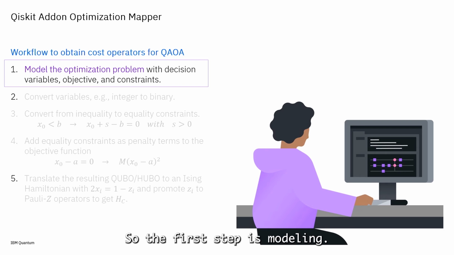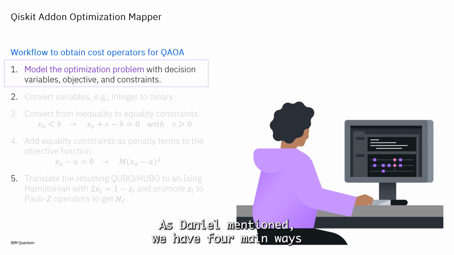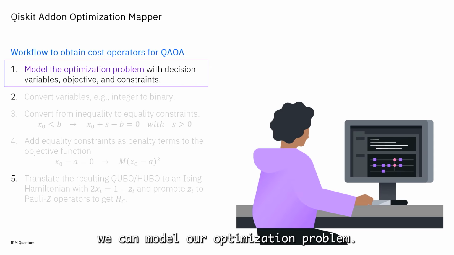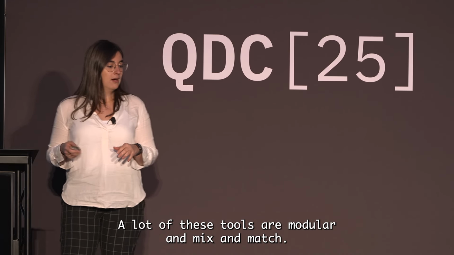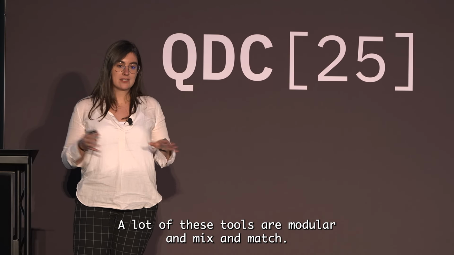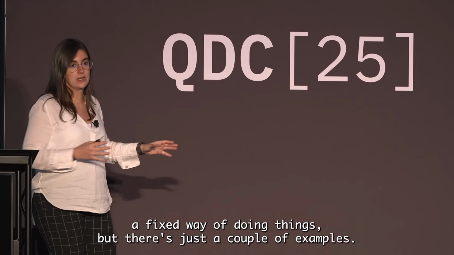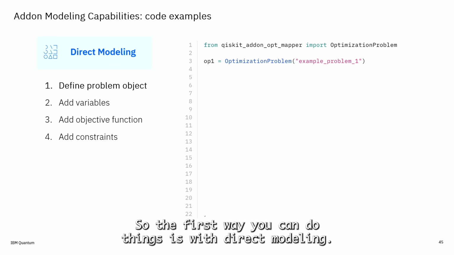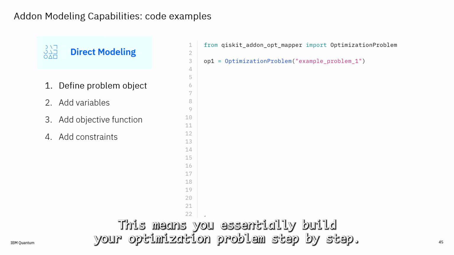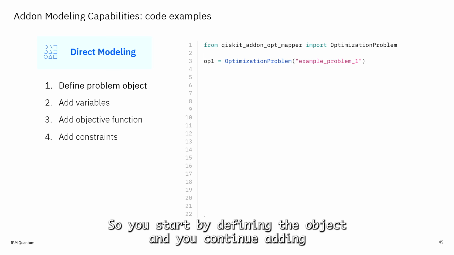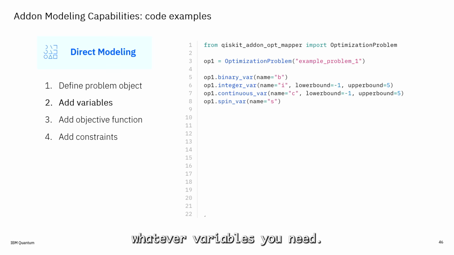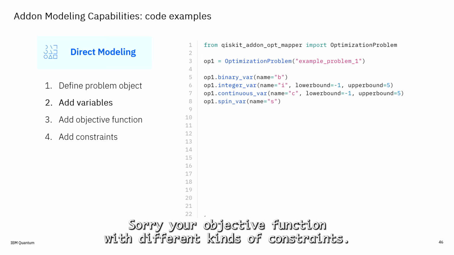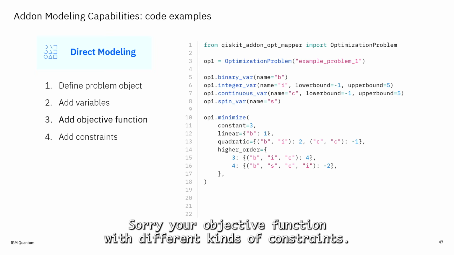So the first step is the modeling. As Daniel mentioned, we have 4 main ways we can model our optimization problem. A lot of these tools are modular and mix and match, so this is not a fixed way of doing things, but just a couple of examples. So the first way you can do things is with direct modeling. This means you essentially build your optimization problem step by step. So you start by defining the object, you continue adding whatever variables you need. As you can see, we support different types of variables. Then you define your objective function with different kinds of constraints.